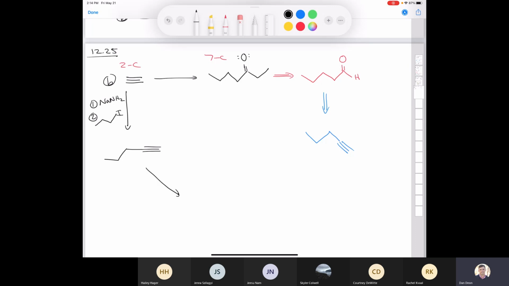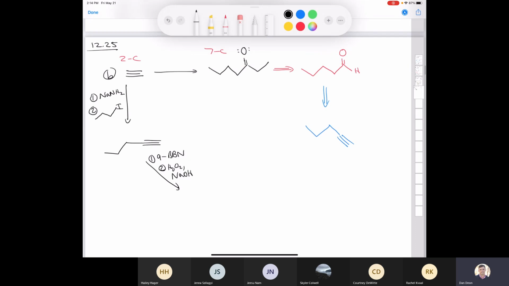And then in the next step, I can treat this with 9-BBN, and then H2O2 and sodium hydroxide. I'm not going to draw the enol that's formed. I'm going to assume that you know how to draw the enol. And you would end up with 1, 2, 3, 4, 5 carbons total. And that would tautomerize to give you this aldehyde, right?